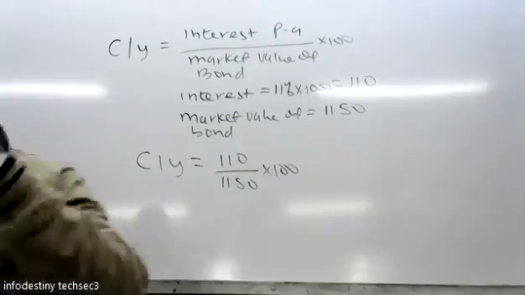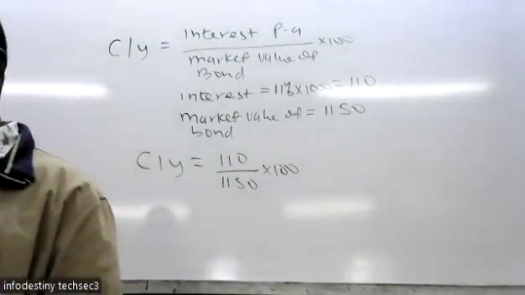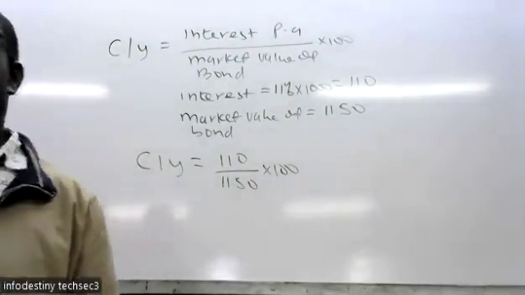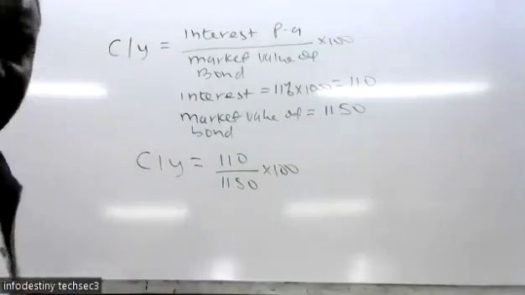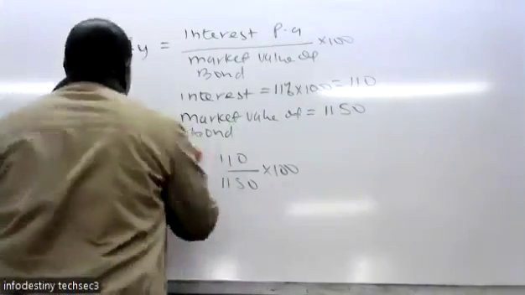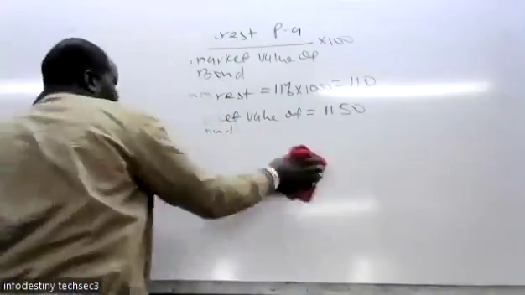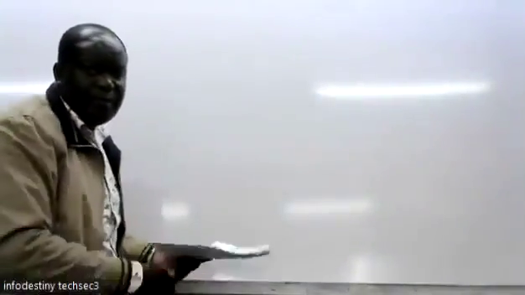Yeah, so now we go to the Roman letter 2. Roman letter 2, yield to maturity of the bond.